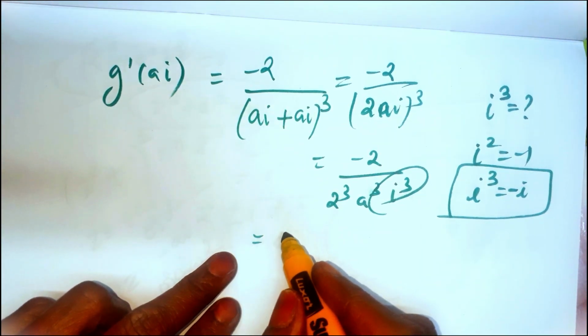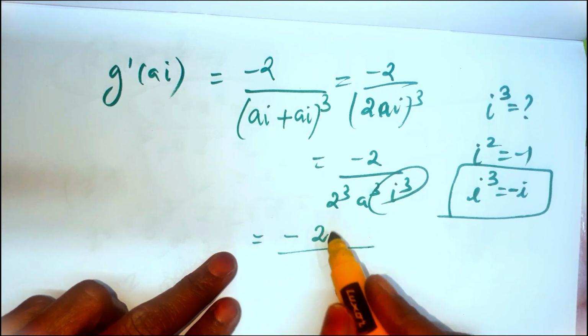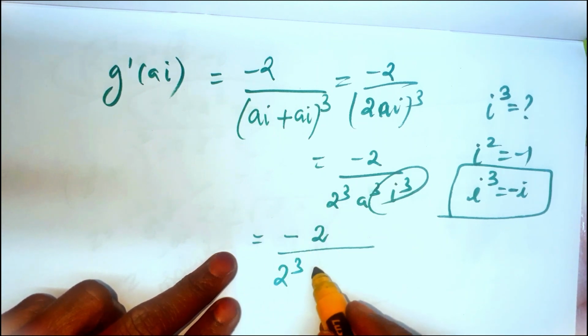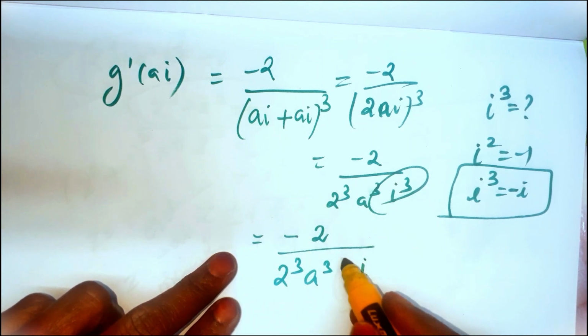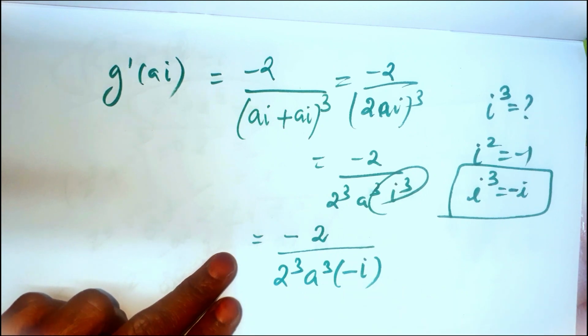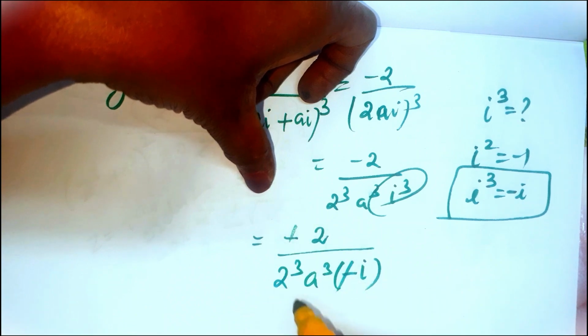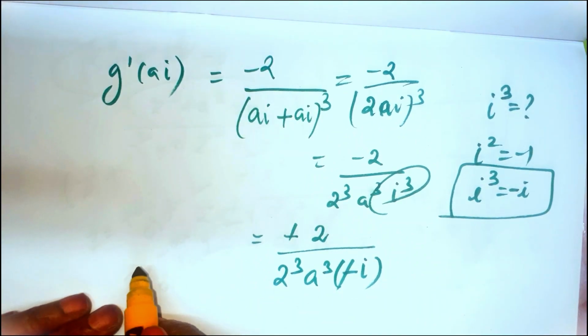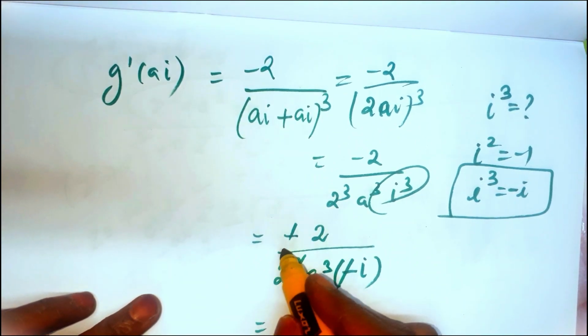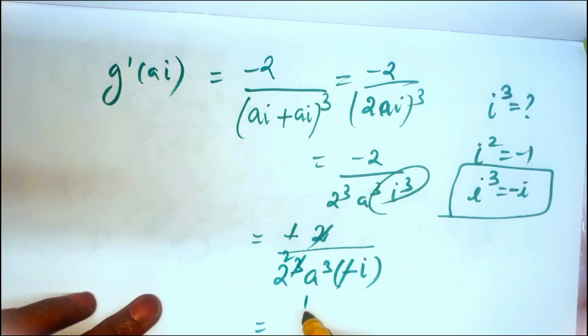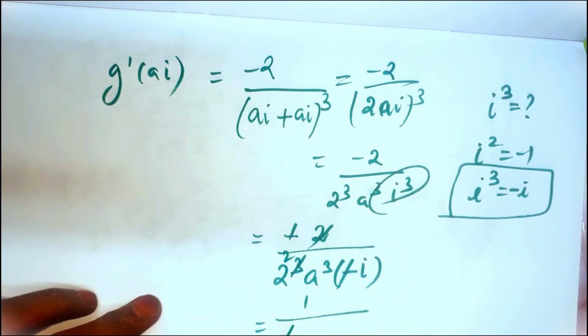So which is equal to minus 2 by 2 power 3 a cube into minus i. Minus minus we can cancel. So 2 also, one term we can cancel. So 1 by 2 into 2, 2 squared we have no balance. So 2 into 2, 4, a cube i.